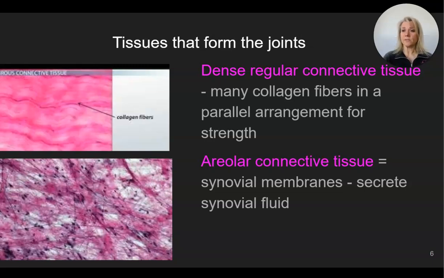So remember that areolar connective tissue is known as a loose connective tissue. It's one of the three that we studied. And it's got collagen fibers and elastic fibers, but those fibers are going to be distributed in a random order with lots of space for the intercellular matrix to fill in those spaces. These are really good for allowing for the diffusion of substances from one place to another through that tissue. This is what synovial membranes are made out of. And the cells that live along with these different kinds of fibers are going to secrete synovial fluid.